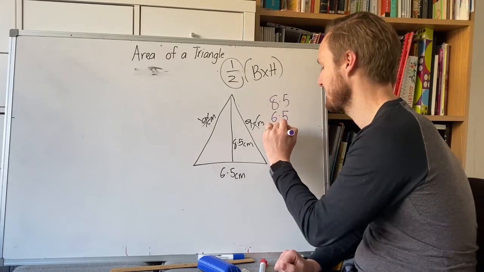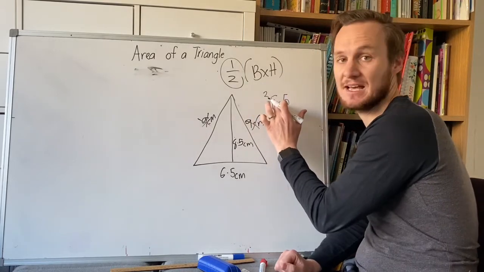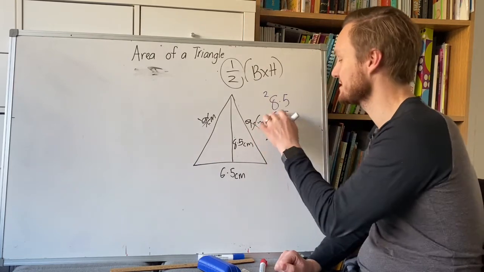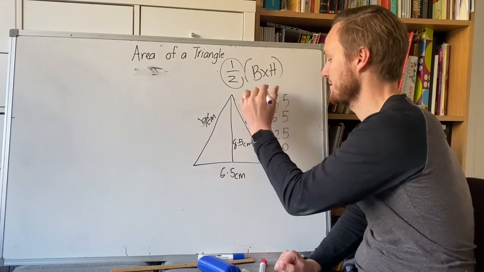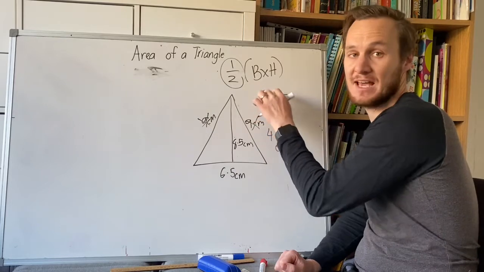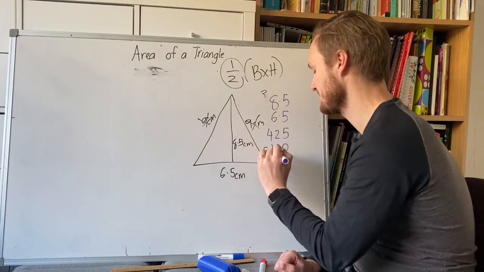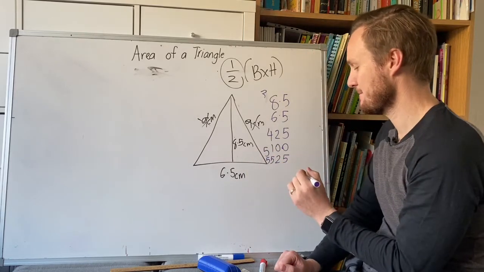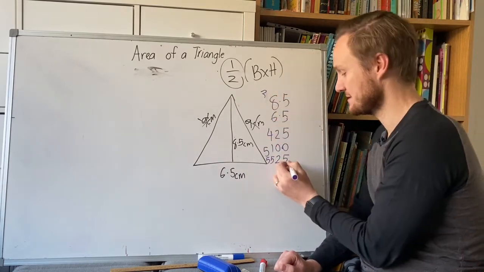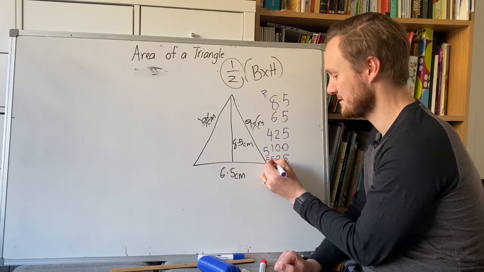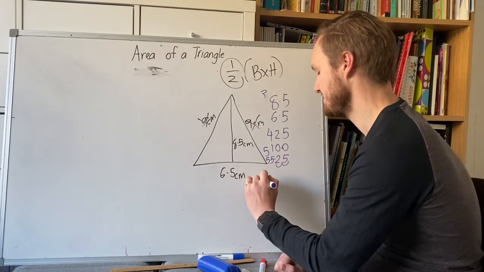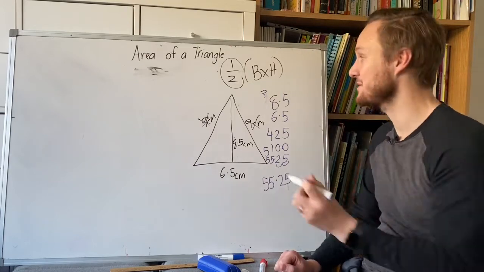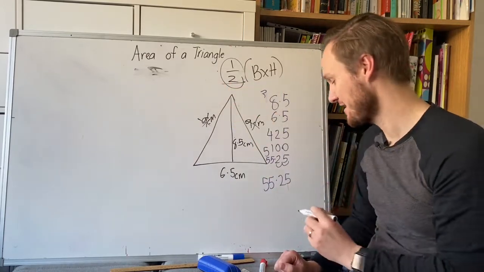5 times 5 is 25. 5 times 8 is 40, plus the 2 is 42. Add the 0 here. 6 times 5 is 30. 6 times 8 is 48, plus 3 is 51. 5, 2, 5, 5. We're going to go back once, twice. There. 55.25. But we are not done yet because the rule is it needs to be half of that.